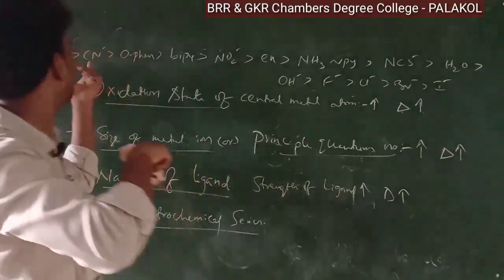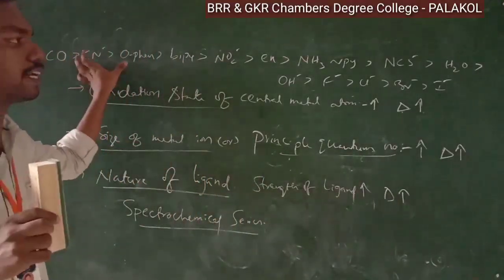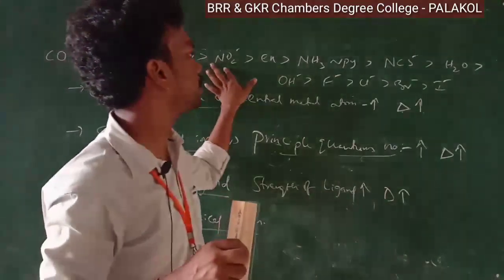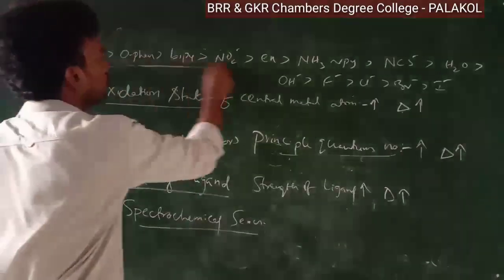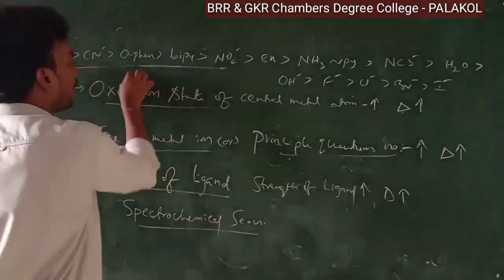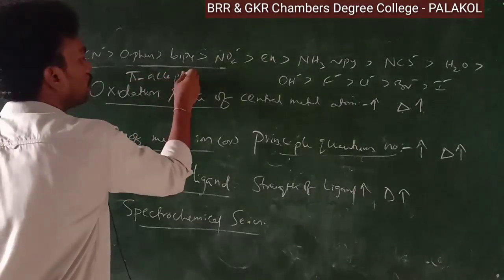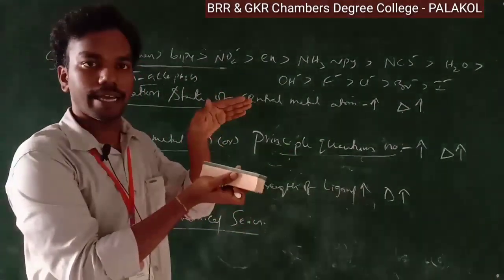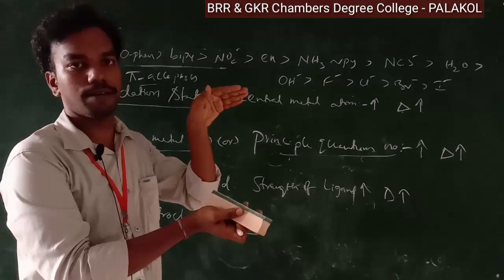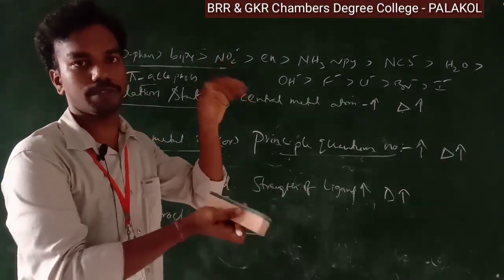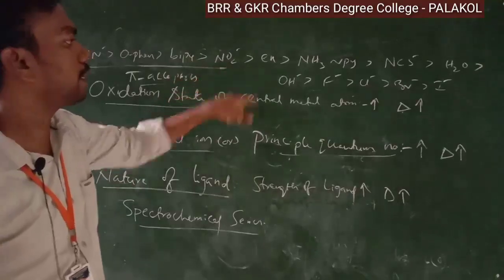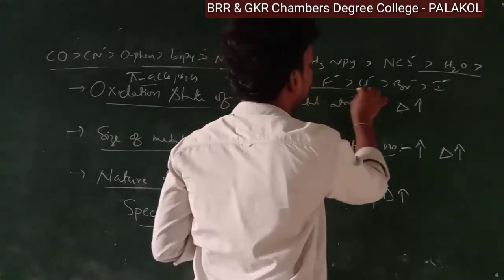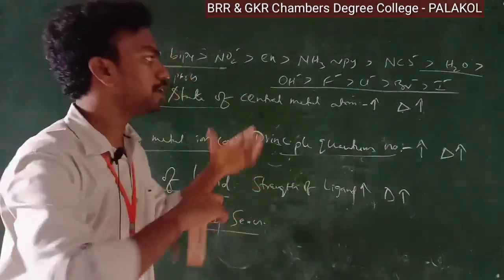So this series is called the spectrochemical series. At the front of the spectrochemical series, CO, CN minus, orthophenanthroline, bipyridine, NO2 minus, all these are strong ligands. Strong ligands are also called pi acceptors. Why are these strong ligands? They cause the energy gap between t2g and eg to be larger in the geometry. And the ligands at the end of the series, like H2O, OH minus, F minus, Cl minus, Br minus, are sigma donors.